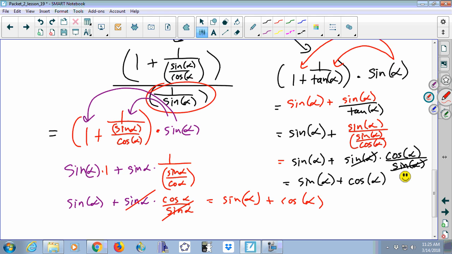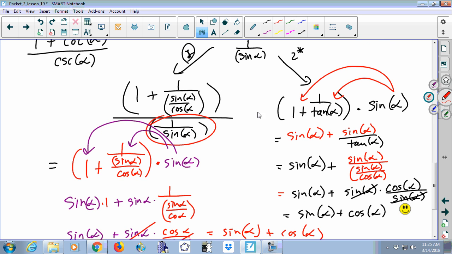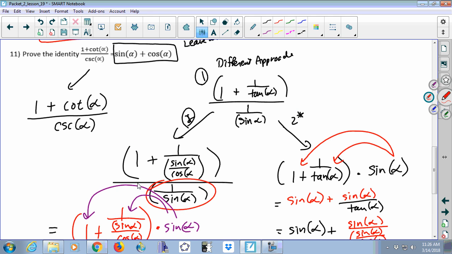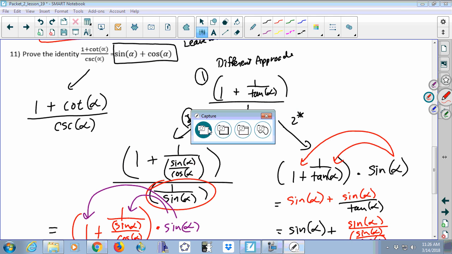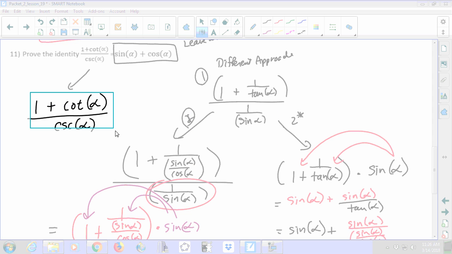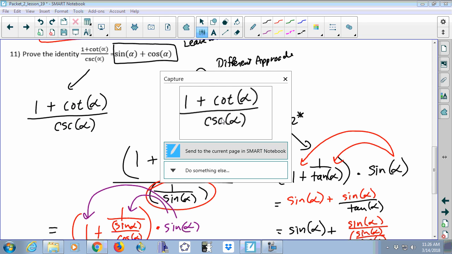So pick your medicine. I don't know which way you like better, but that's another way to do it. All right. Now, could I have started any other way? The answer is yes. Is it easier? I have no idea, because what's easier for me may not be easier for you. So let's take a look at this one more time. Let's recapture this right here, and let's take a look at it.